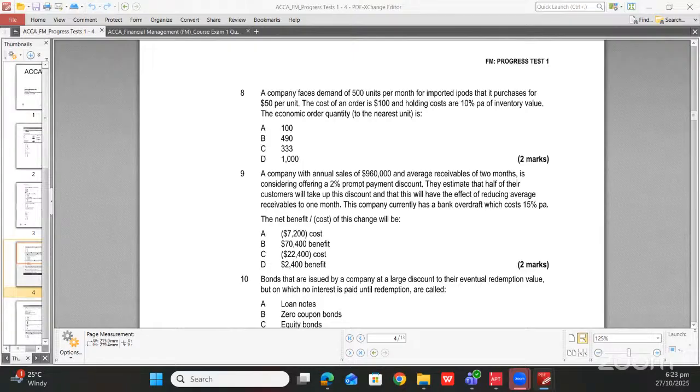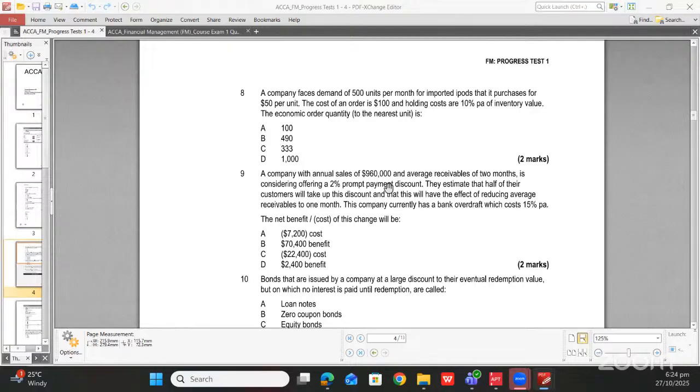Question 9 now. We have a little bit of math for us to work out, a little bit of calculation there. Question 9 says a company with annual sales of $960,000 and average receivables of 2 months is considering offering a 2% prompt payment discount. They estimate that half of their customers will take up the discount and that this will have the effect of reducing average receivables to 1 month. Now, this company currently has a bank overdraft cost of 15% per annum. So we have to look at the costs and the benefit. So they are expecting that receivables will reduce by 1 month.